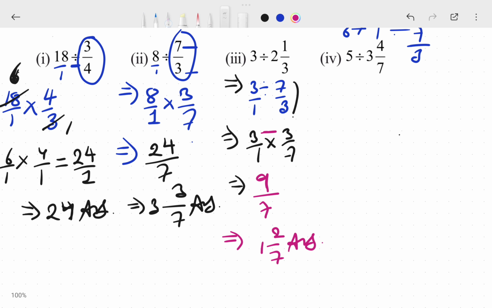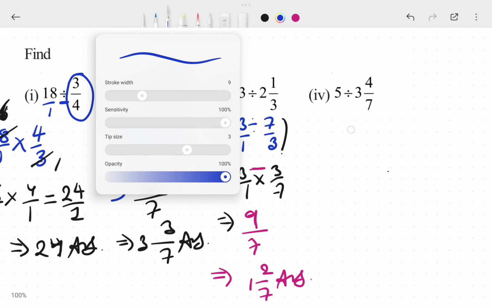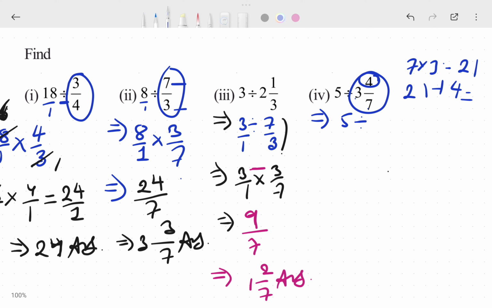So now let's solve this, our last question here. Okay now, so this is our last question about it. So let's solve this question. So we have to write 5 directly like that also. 5 divided by, now we have to change this one, 3 into 7. Okay, 7 into 3, that is going to be 21, and 21 plus 4, how much? It is 25 only. Okay na, so we have to write 25 by 7.